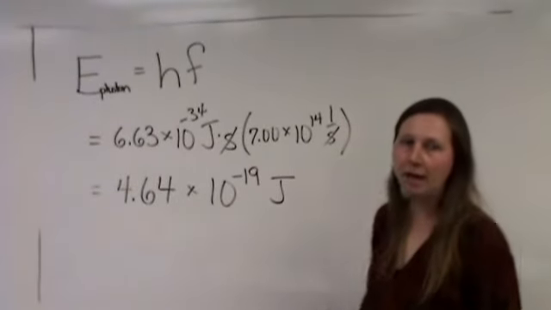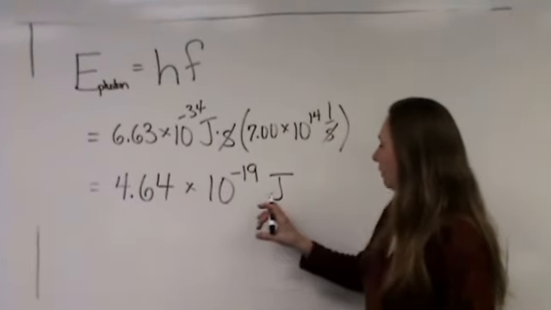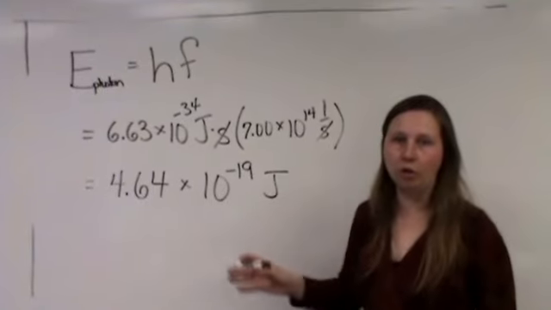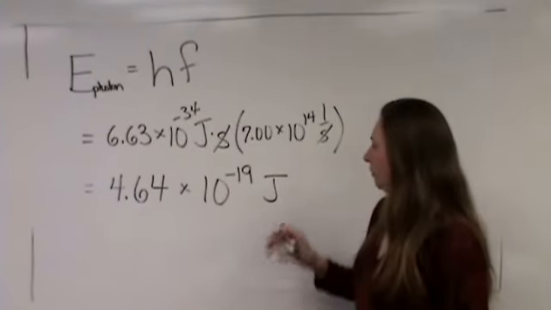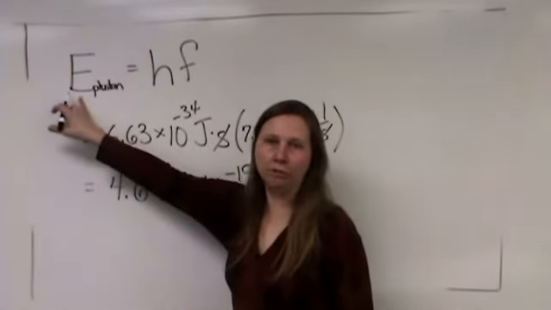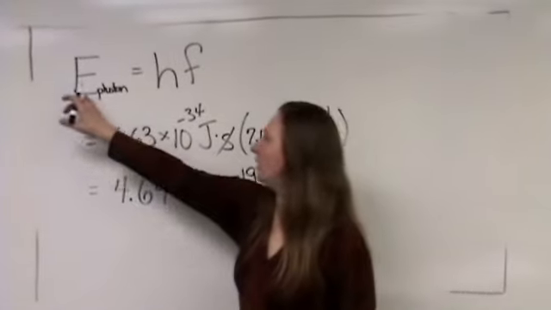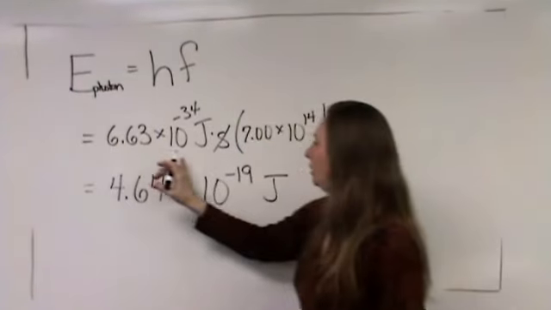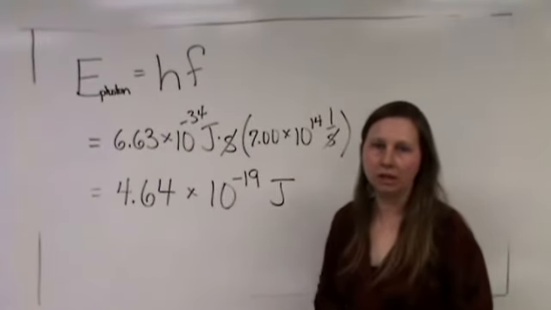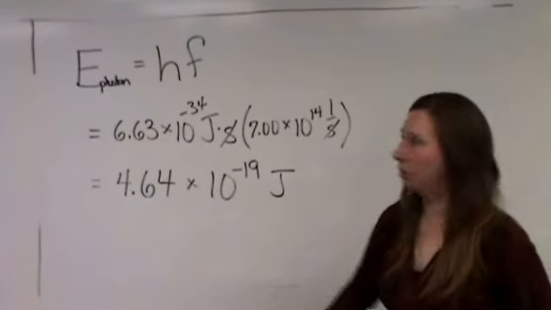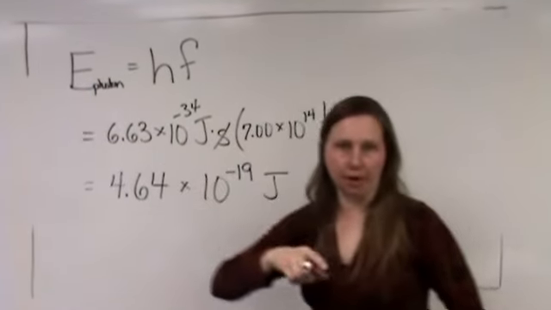If you want something else like electron volts, you're going to have to convert these joules to electron volts later. If you want to put electron volts into here, you can't. You have to convert them to joules first and then put them into this equation with this version of Planck's constant. So joules in, joules out.